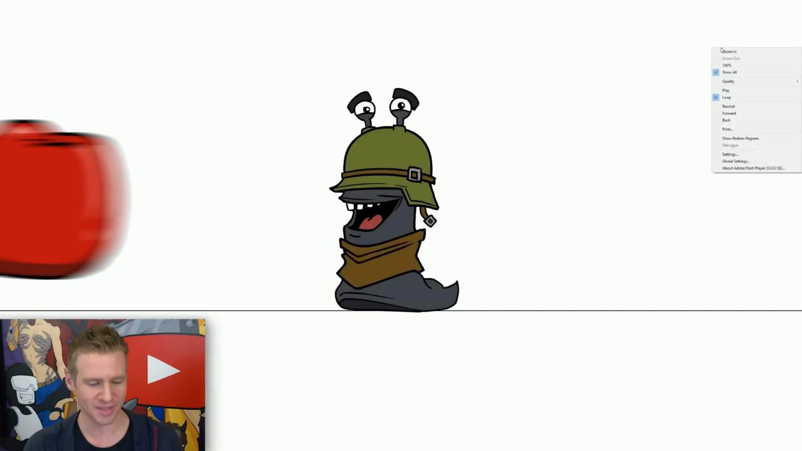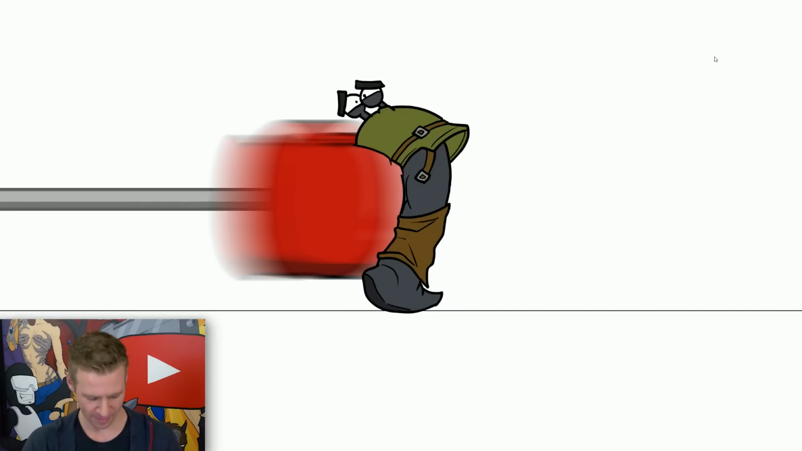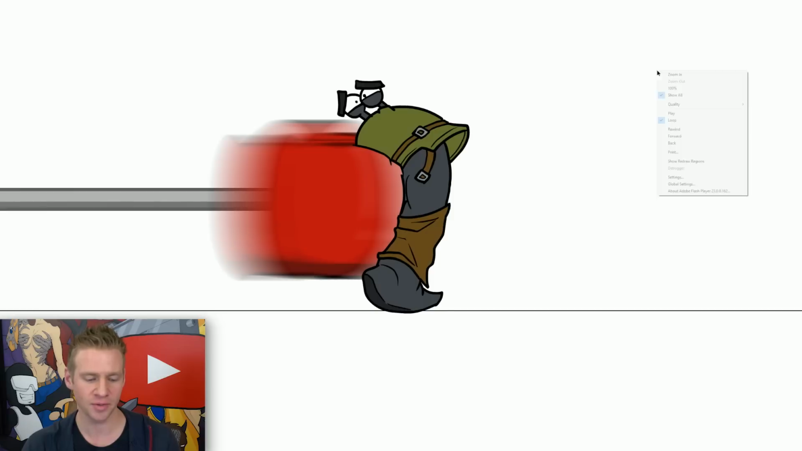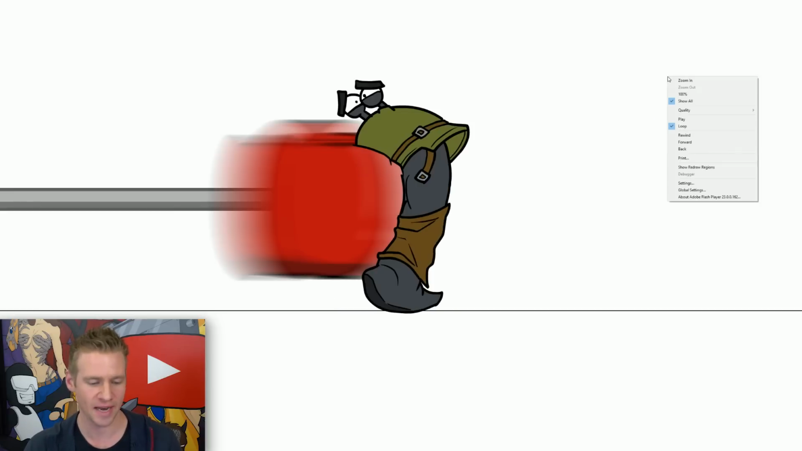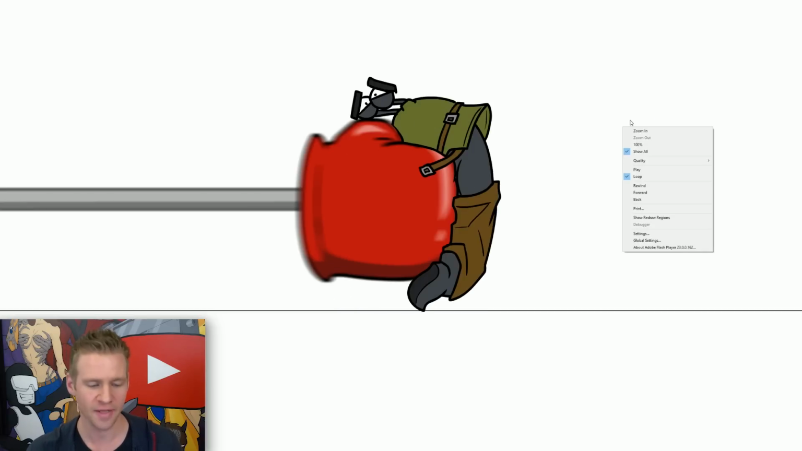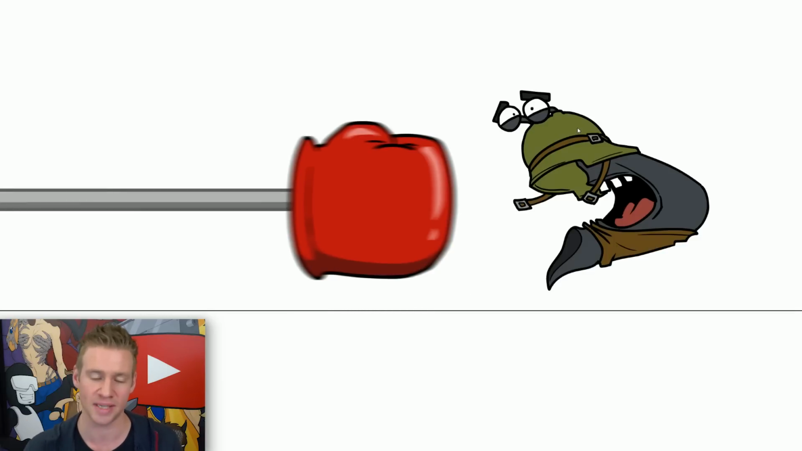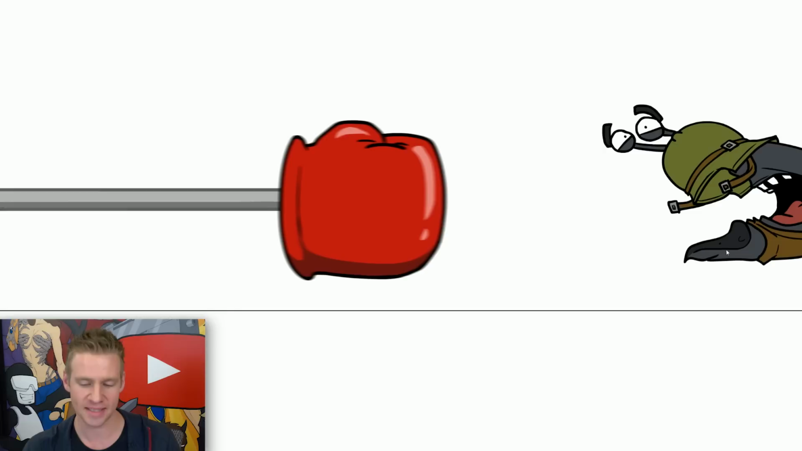So as we can see, we have the boxing glove coming in here, and on the first frame of impact, we have this massive squash around the boxing glove shape. Now it is slightly incremental, so we start off a little bit squishy and then the next frame is much more squashed. And then the frame following that, when the slug separates from the boxing glove which hit it, the stretching starts to take place.